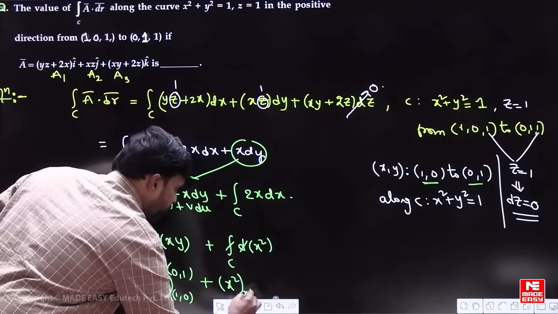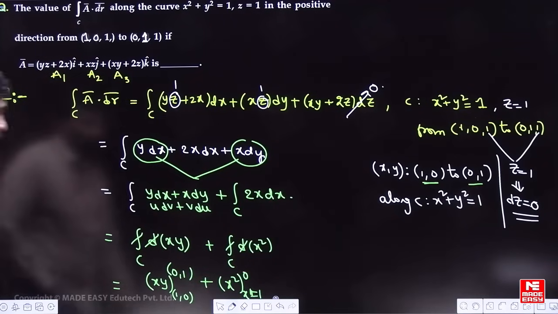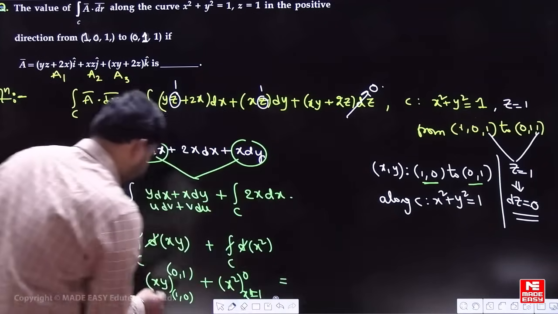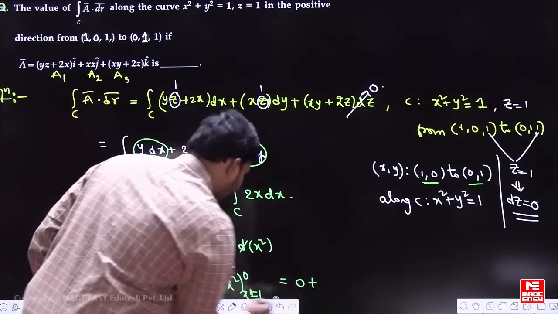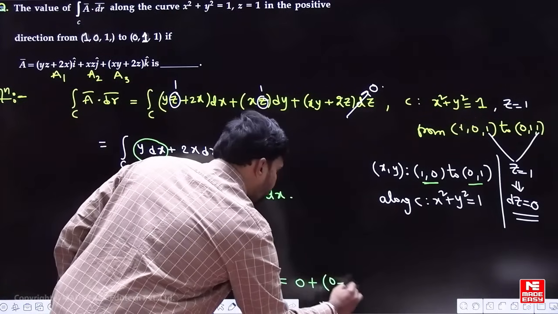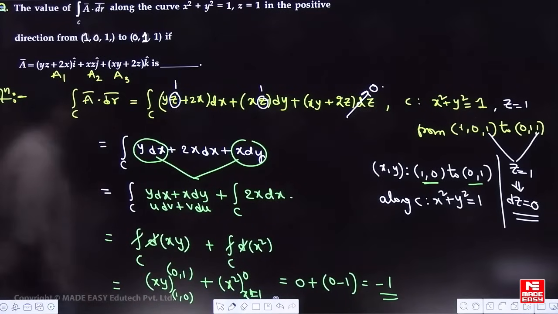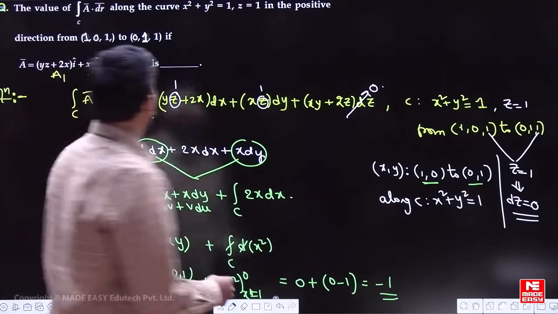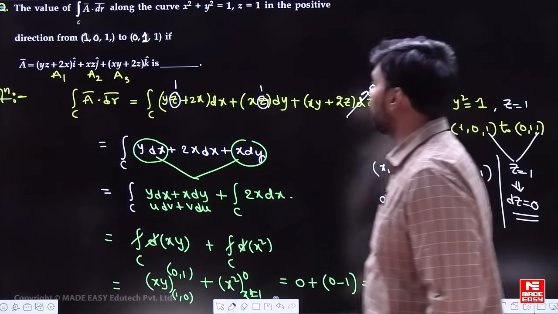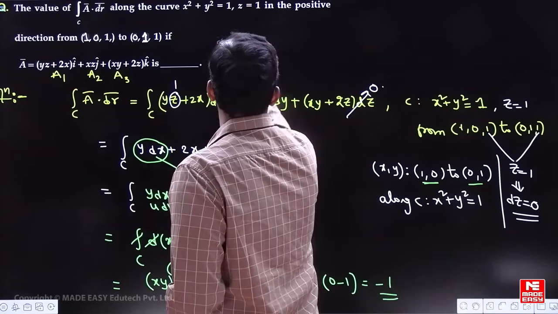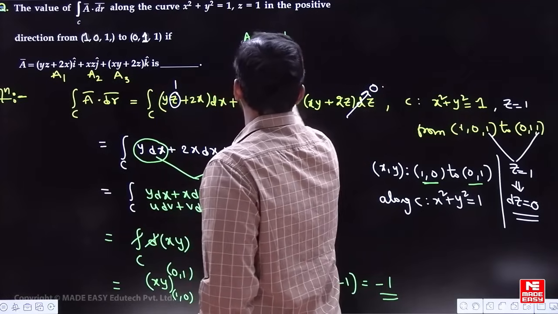x equal to 1 to 0. So you can take these limits. If you put it as 0 and 0, it is 0 plus, and this one will be 0 minus 1. So the value you are going to get is minus 1. You are going to get the value of this integral c A bar dot dr bar as minus 1. So the answer for this question is minus 1 here.